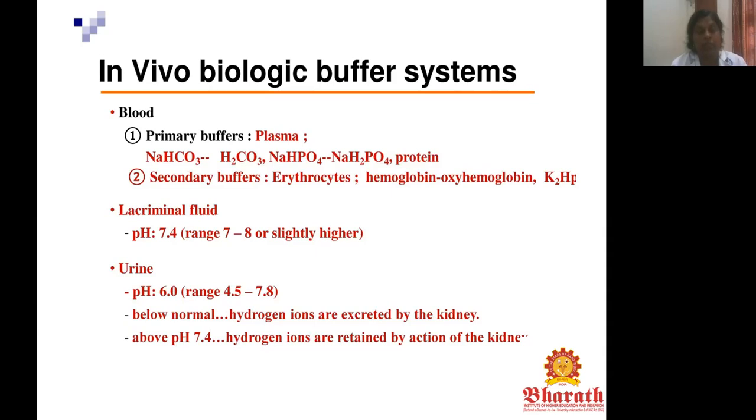In lacrimal fluid, the pH ranges around 7.4. It's a neutral pH, in the range of around 7 to 8 or slightly higher. Urine pH is 6.1, with a range between 4.5 and 7.5. Below normal, hydrogen ions are excreted by the kidney. Above pH 7.4, the hydrogen ions are retained by the action of the kidney.